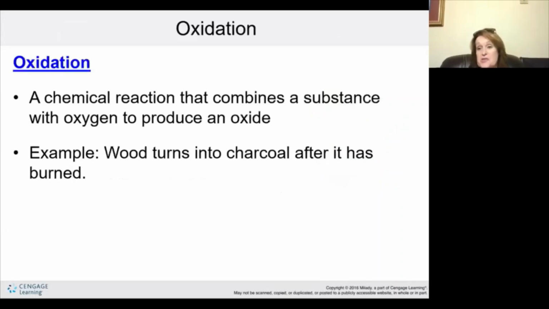Oxidation, make sure you know this, is a chemical reaction that combines a substance with oxygen to produce an oxide, such as the oxidation of melanin pigments in hair by hydrogen peroxide in lightening processes.